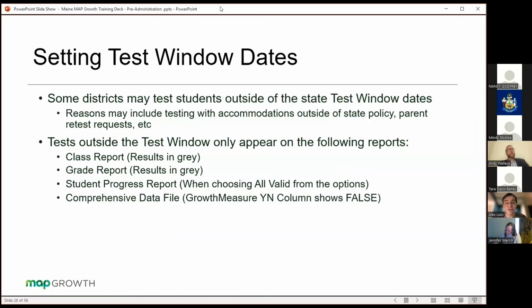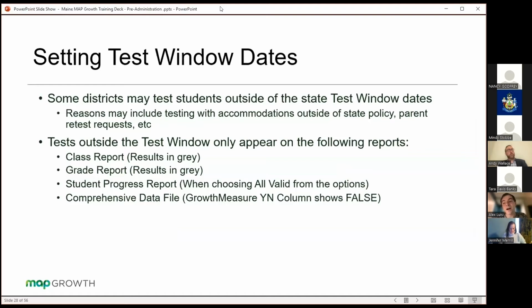As Nancy mentioned earlier, and I mentioned as well, there are some districts that may test outside of the window. There may be a few reasons, such as you might test students with special accommodations that aren't permitted as part of the state program. There may be parent retest requests outside of the program, things like that. So you can still test outside of those window dates.